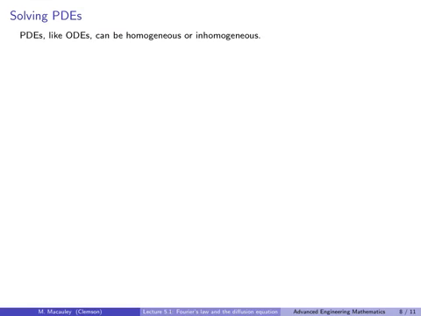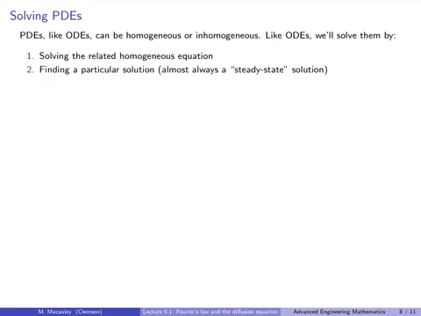We will finish this lecture by solving the PDE in example 1.a. Now PDEs, like ODEs, can be homogeneous or inhomogeneous. And like ODEs, we will solve them by first solving the related homogeneous equation, if the PDE is inhomogeneous. Next, by finding a particular solution, which in this case will almost always be a steady state solution. Anything else is just way too hard. And finally, we just add these two solutions together. So it's really just like what we're doing for ODEs.